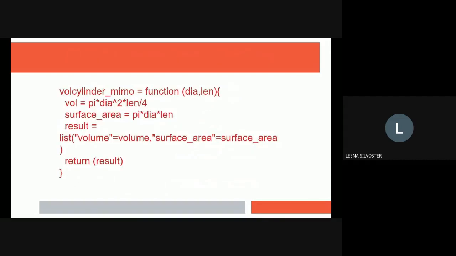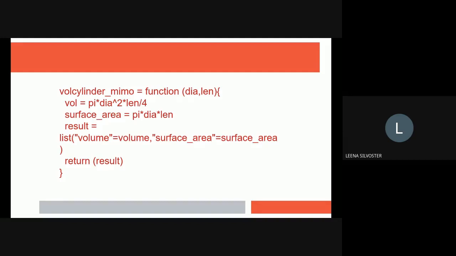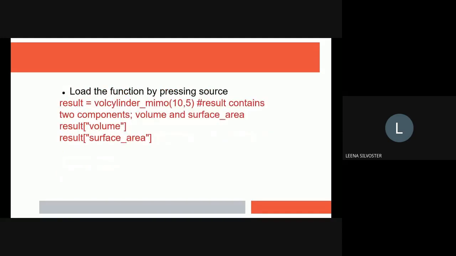So here we are calculating the surface area also, and it is stored in a list, volume and surface area, and this result is returned and it is stored in VOL cylinder underscore MIMO. After typing the function, you have to load the function using source. Then after that you can invoke the function.